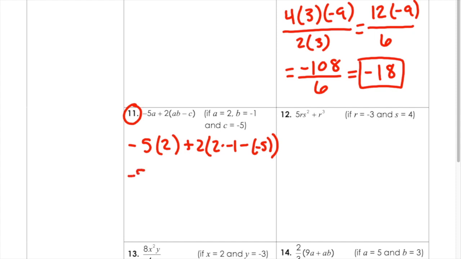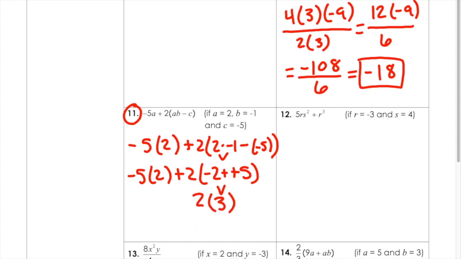I'm going to just go ahead and rewrite all of this here. Plus 2. All right, so 2 times negative 1 is negative 2. Then we have minus negative 5, which is going to become plus positive 5. To finish this grouping, negative 2 plus positive 5 is positive 3. I'm going to keep it in parentheses just because we have that 2 right outside of it.